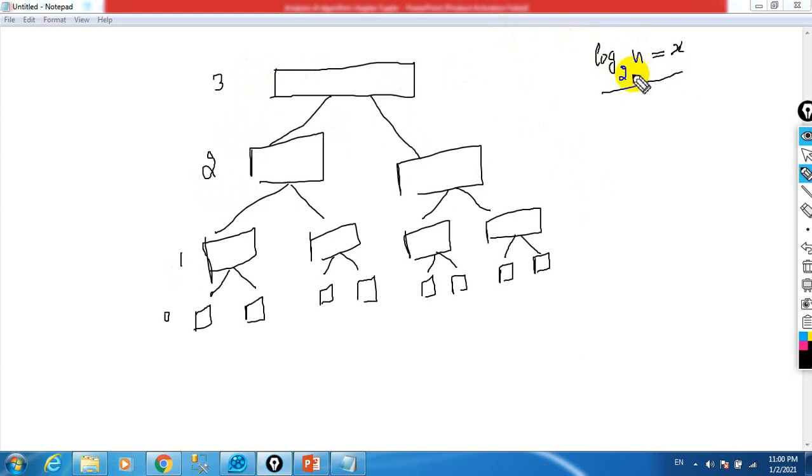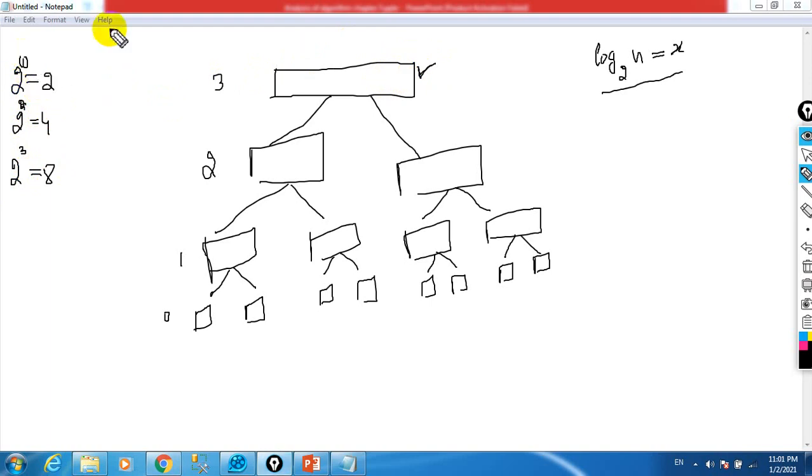Here, if we take 2 power 1, it will give you 2. 2 power 2, sorry, 2 power 2 is equal to 4. 2 power 3 is equal to 8. What does it mean? It means when we are on this position, we have only one array.